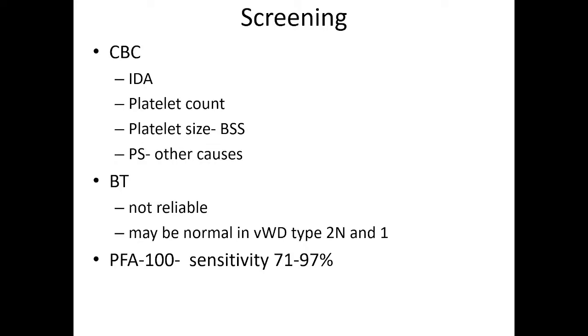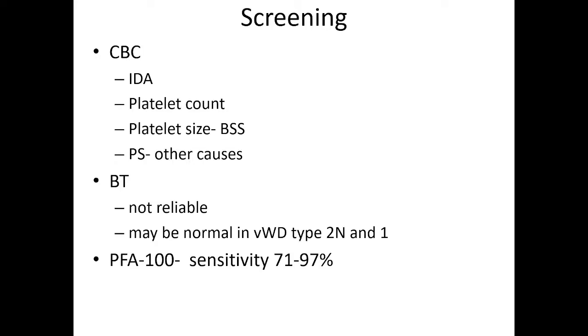Screening, CBC, we should see iron deficiency anemia, because repeated blood loss also causes iron deficiency in bleeding disorders. Platelet count we should see, platelet size we should see. If it is big, then maybe it is suggestive of Bernard-Soulier syndrome. So B for B, big platelets in Bernard-Soulier syndrome. Peripheral smear, other causes like leukemia or any other causes which we can make out in the PS, we should see.